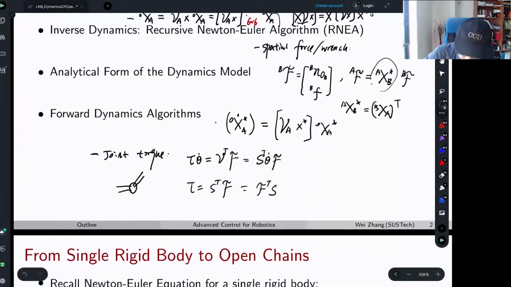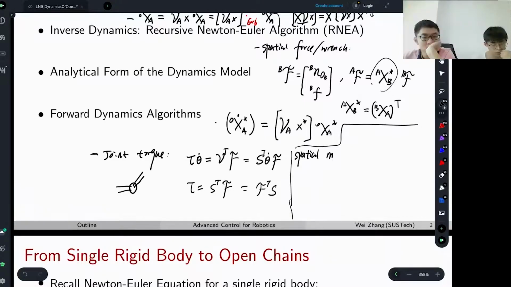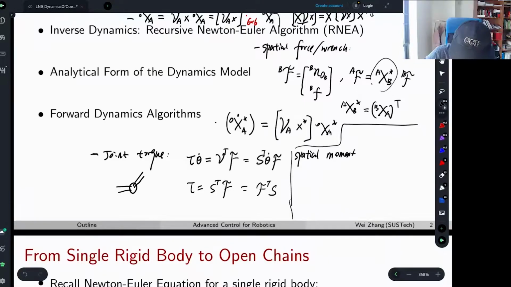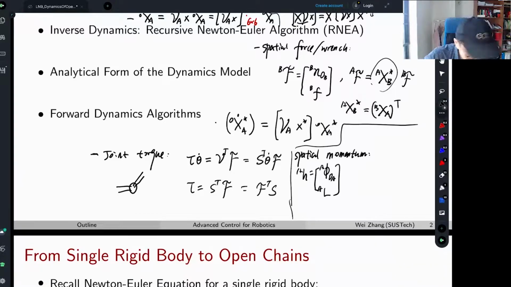And we also introduced some kind of simple stuff, which is spatial momentum. I spent quite some time explaining this. Spatial momentum, h_A, has two components. This is the angular momentum, let's call it about O_A, sorry. It is the angular momentum about the origin of the reference frame, and the linear momentum part has nothing to do with the reference point.